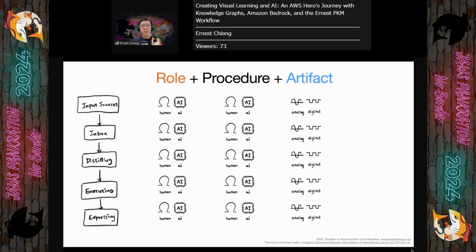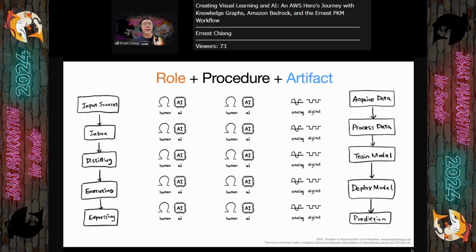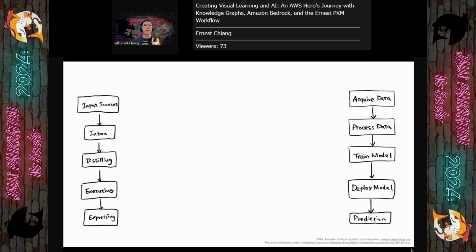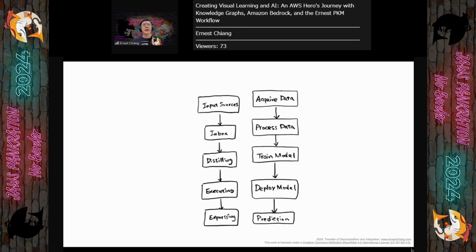Let me move the screen to the left a little bit. Okay, so on the right-hand side is an AI model operation workflow. When we compare this to workflow, we can see how they are similar. Some people say AI is a black box, but somehow our human brains is also black box, right?